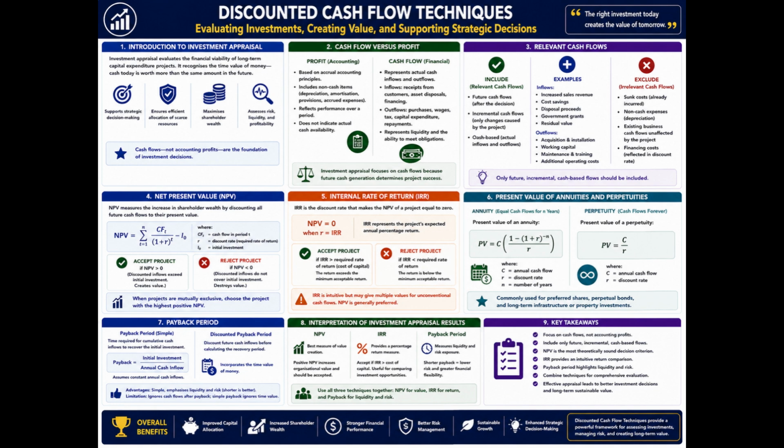Internal rate of return (IRR). The internal rate of return (IRR) represents the discount rate at which the project's NPV equals 0. IRR therefore measures the project's expected annual percentage return. The investment decision rule is straightforward. Accept the project if IRR exceeds the required rate of return, or cost of capital. Reject the project if IRR is lower than the required rate of return.